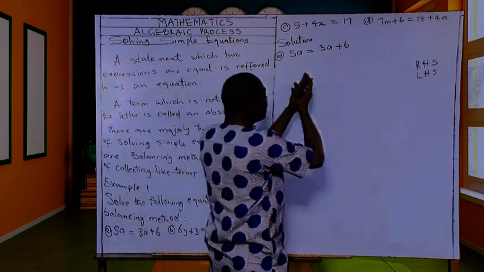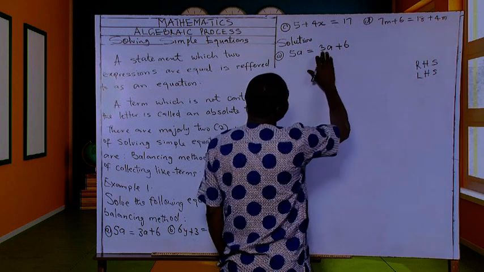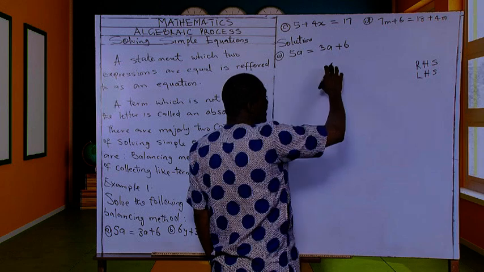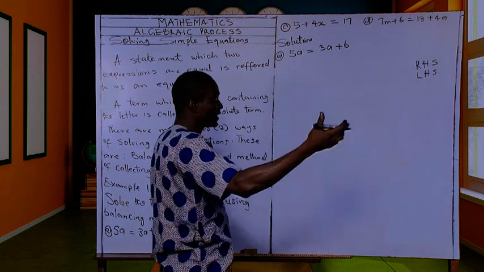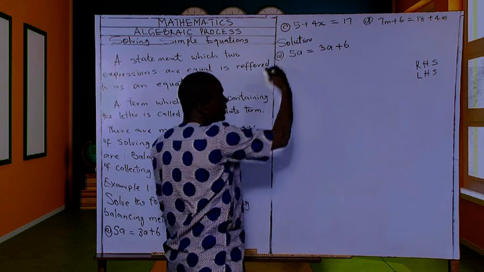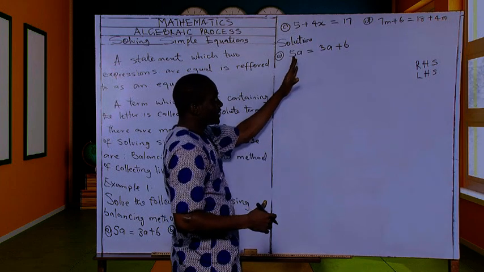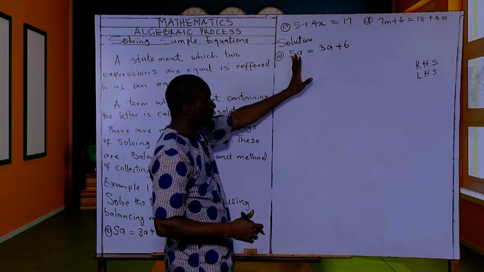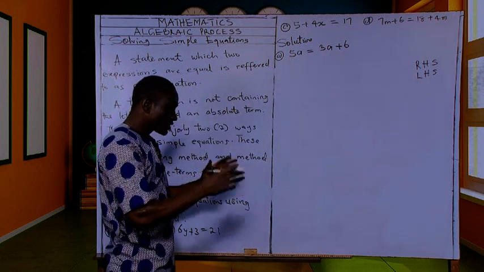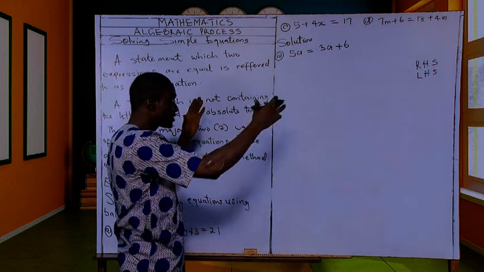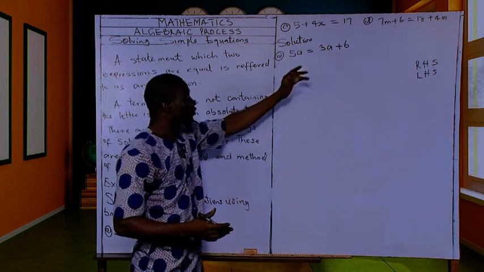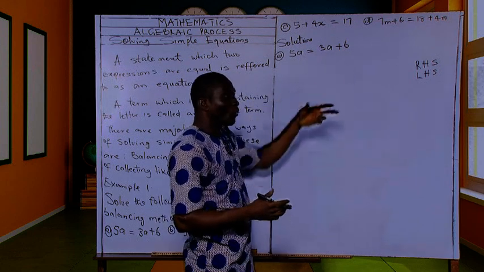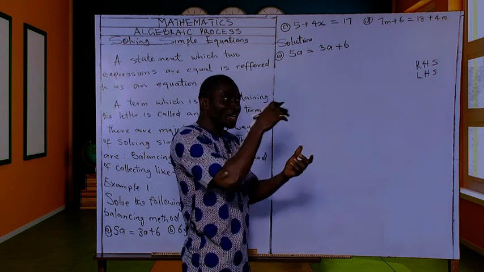Now, it is 3a we don't want here. 3a is an unwanted term because it is supposed to be at the left hand side, since it's a term with a letter, so it has to be brought here. Now we will try to do something to balance the two sides. What operation is 3a carrying out here?